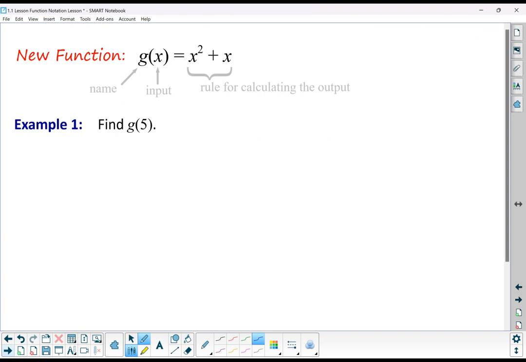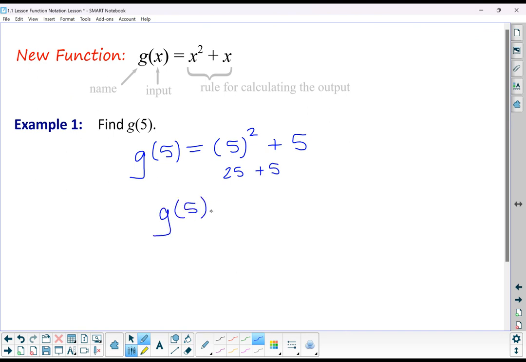So here's a new function. This function's name is g, so function g of x. The rule for calculating the output value for g of x is that we square the input and then we add the input to that. So for g of 5, our input is 5. We're going to calculate 5 squared and then we're going to add 5. Well, 5 squared is 25, and if we add 5 to that, we find that g of 5 is equal to 30.